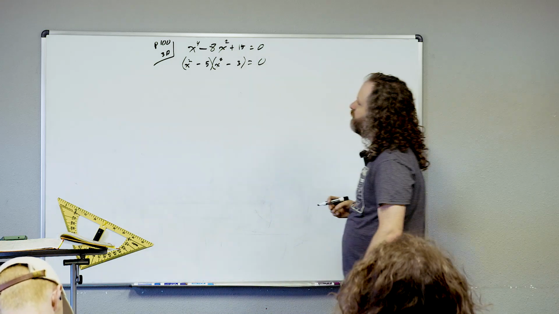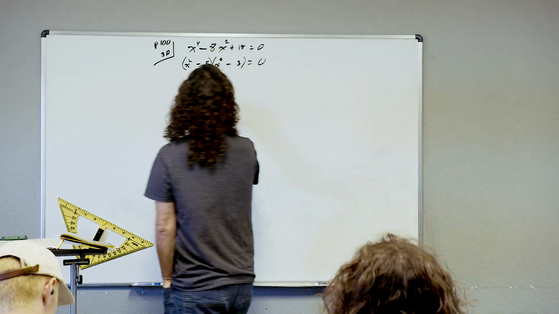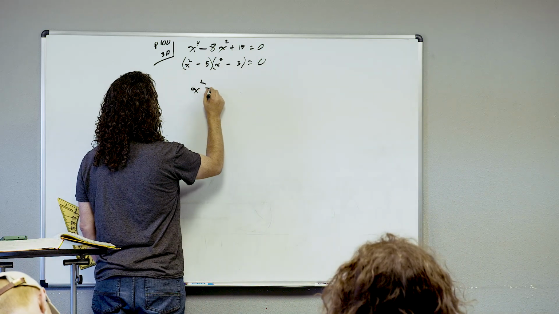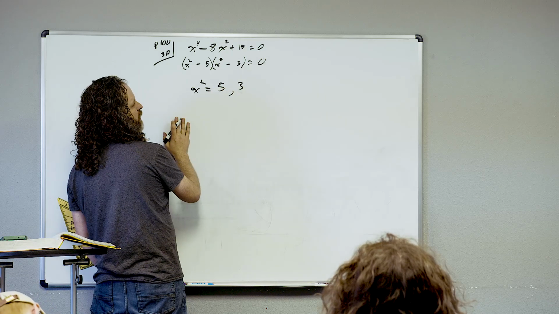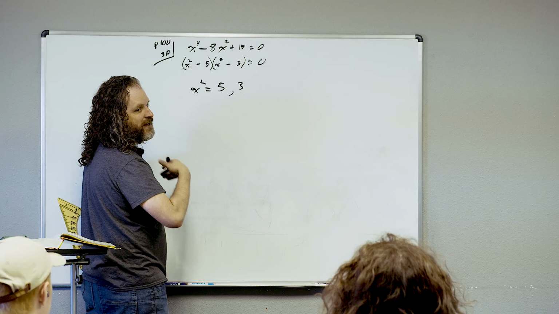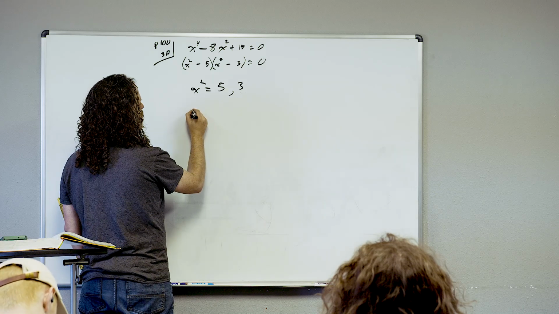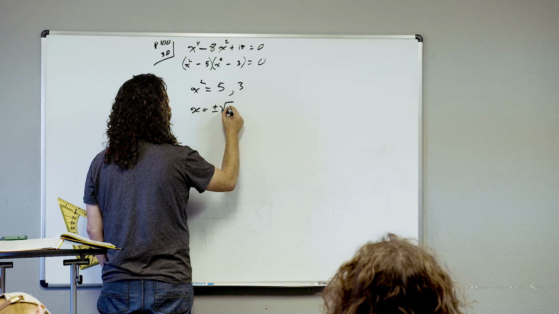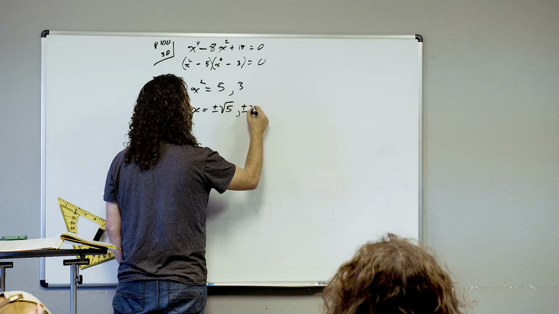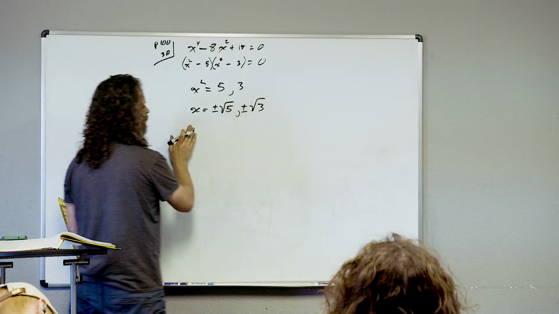Yep, all that's true. And then we'd set each one of these equal to 0, so we'd have x squared equals 5 and 3, and then to get rid of the squared, we'd square root both sides. When we square root both sides, we get plus or minus. So our answers are x equals plus or minus the square root of 5 and plus or minus the square root of 3, right?